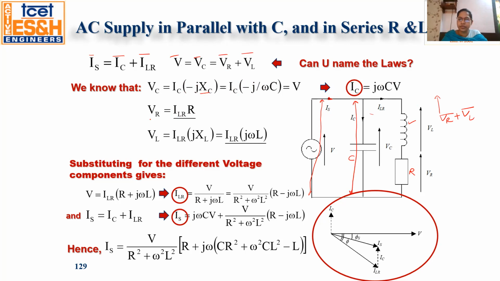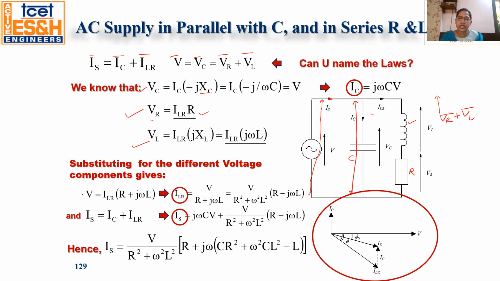Whereas VR is equal to ILR, the current flowing in this branch, multiplied by R. And VL is equal to ILR multiplied by JXL, and this XL is replaced by omega L. So ILR multiplied by J omega L is the VL. This is VL, VR, and VC.